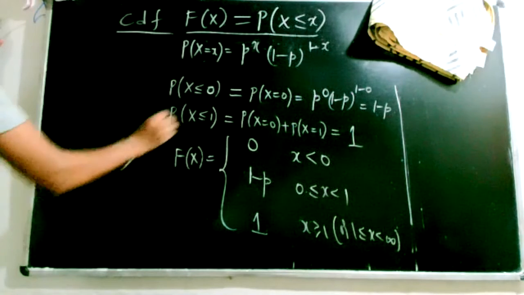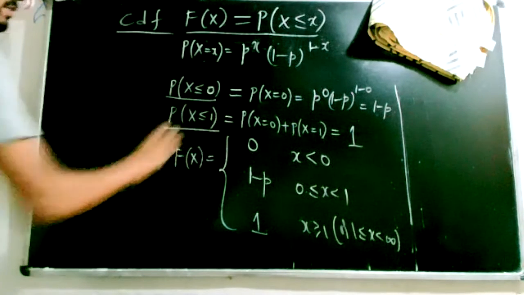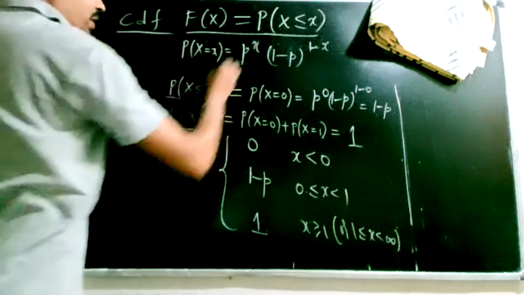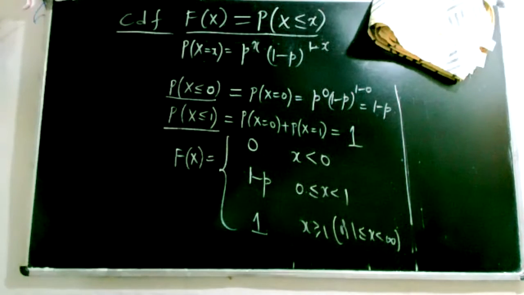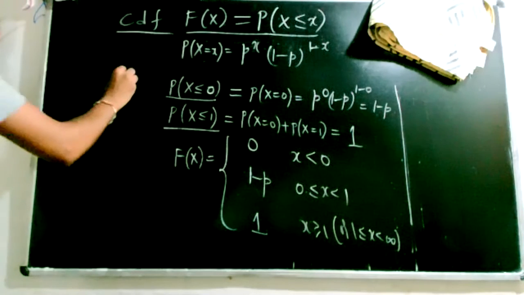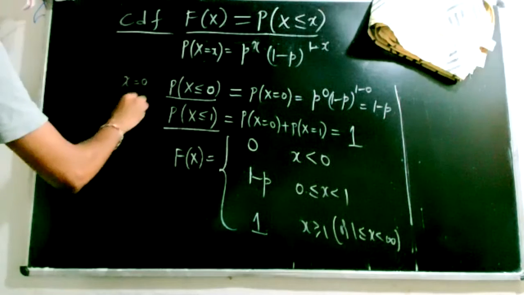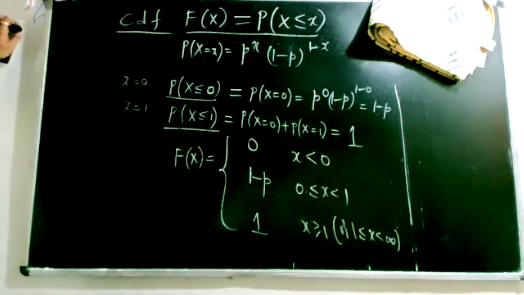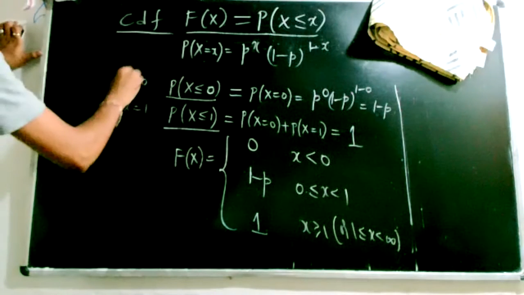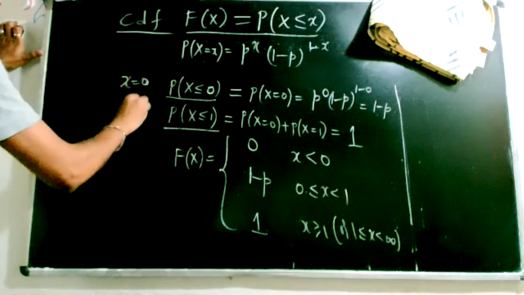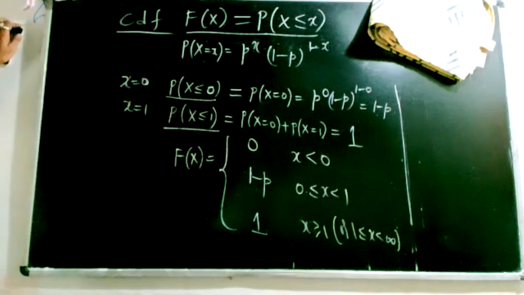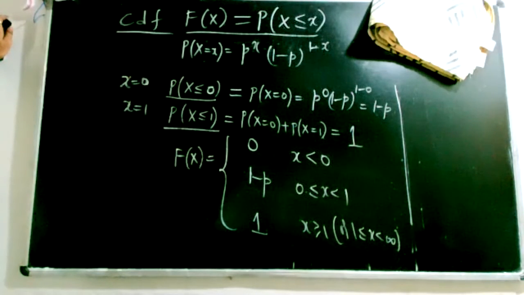Again, for the x values, you have to substitute them one by one into the formula and evaluate those probabilities. So we have x taking 2 values, that is 0 and 1. So first we'll say what happens to the distribution function at x equals 0, at x equals 1, and then we'll evaluate.